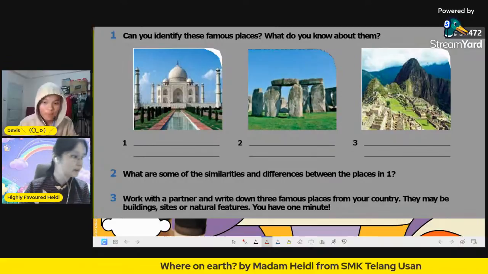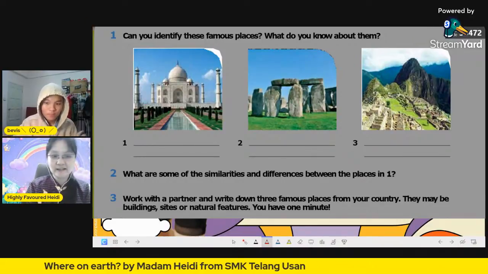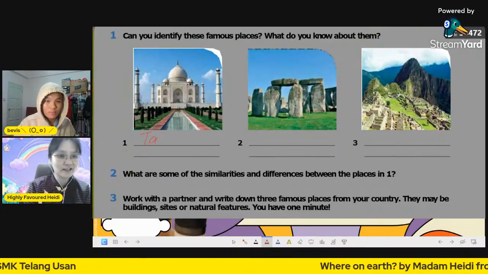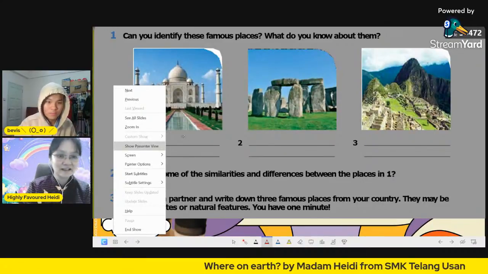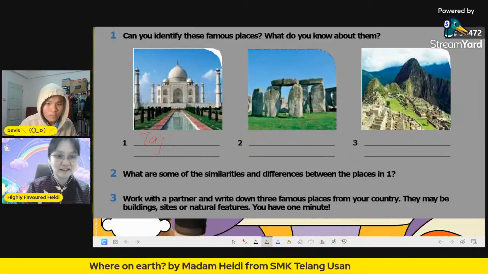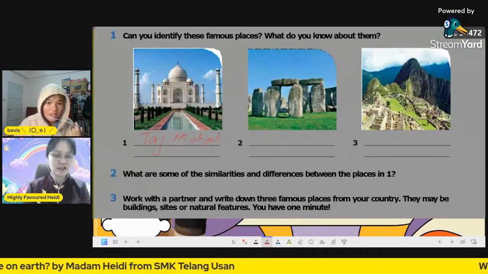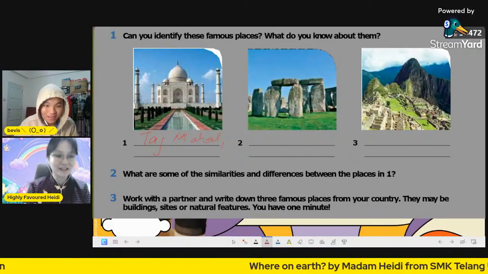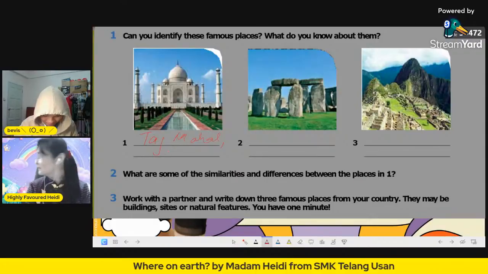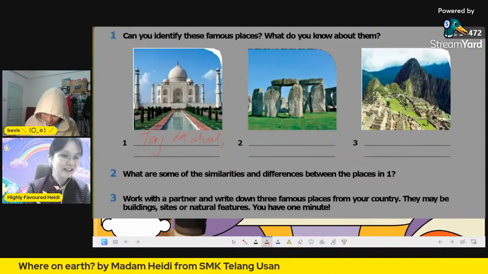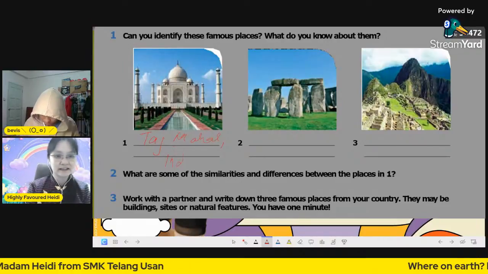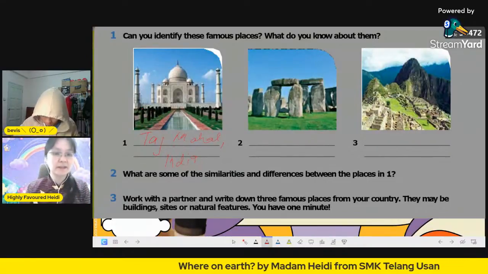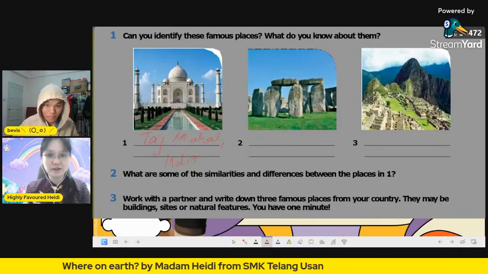Okay, so the first one actually is here. Taj Mahal. I think you know, right? Where's Taj Mahal? Bevis, you know, is it in Malaysia? No. Taj Mahal is one of the seven wonders of the world. It's not the natural world. Taj Mahal is actually in India. It's really one of the seven wonders of the world.